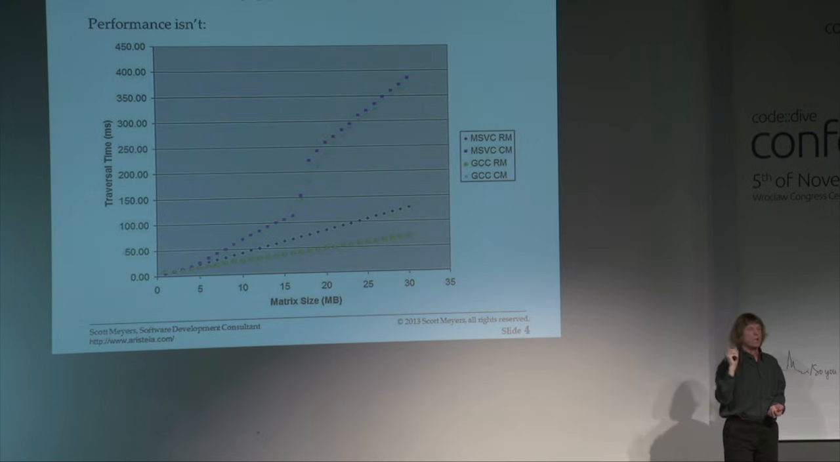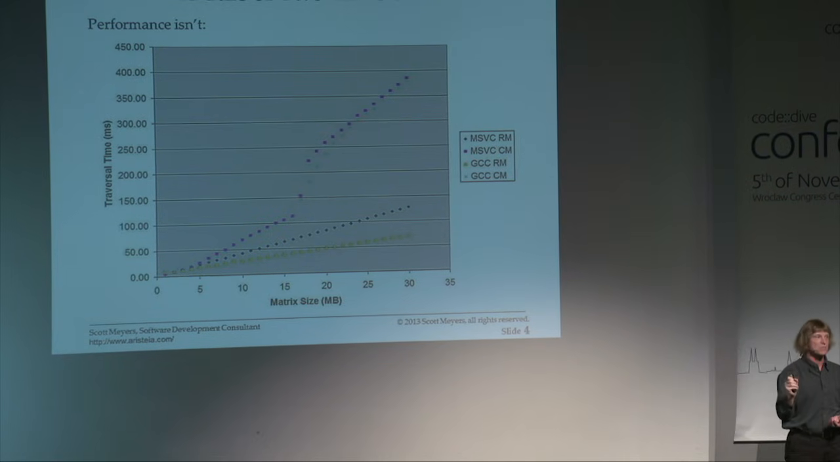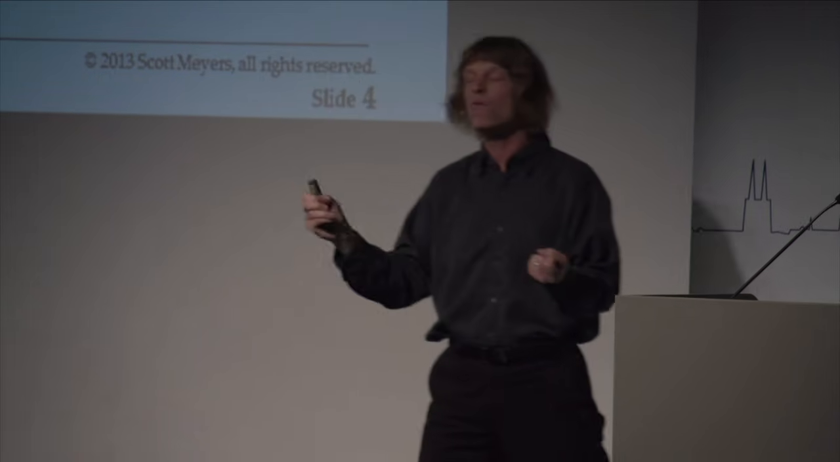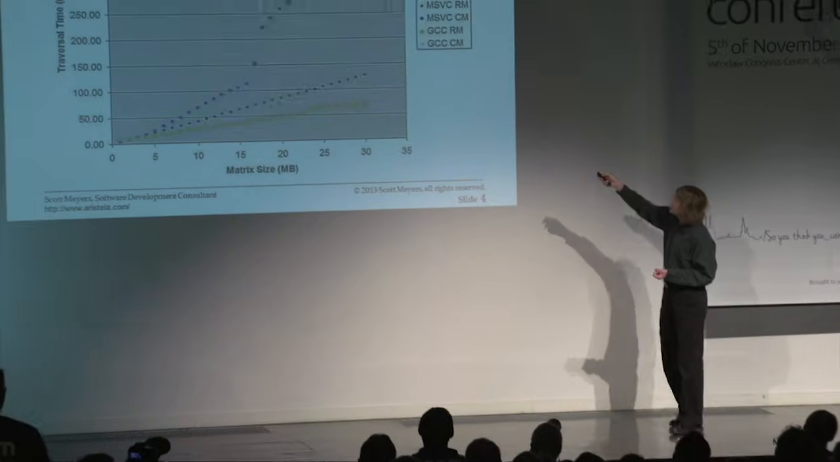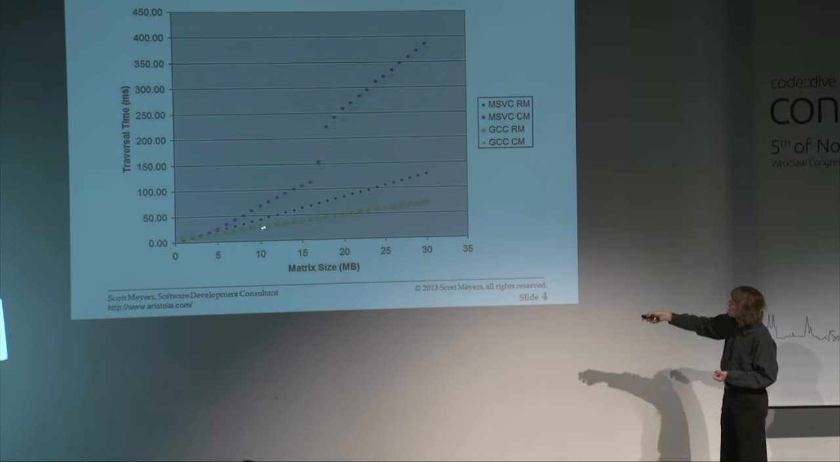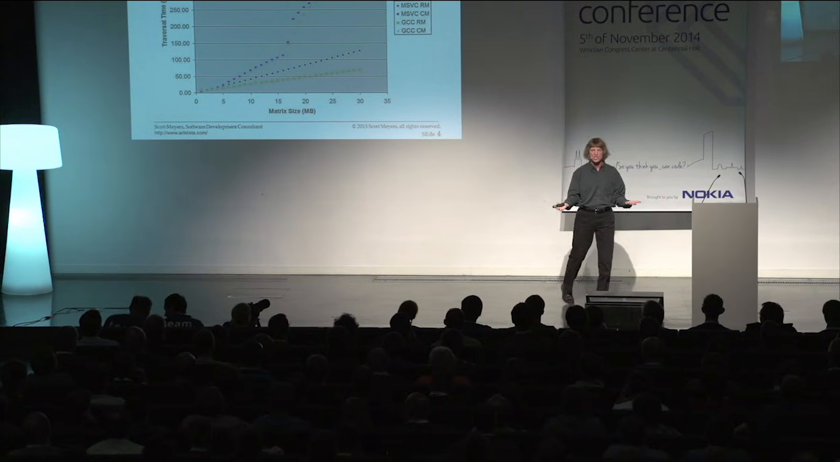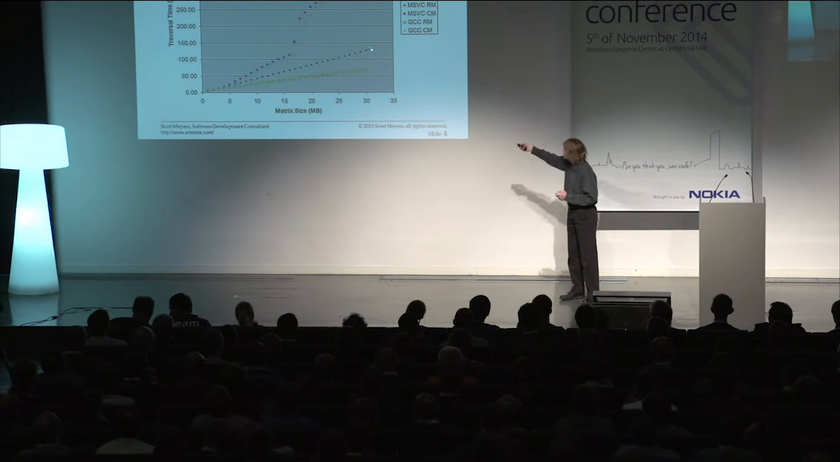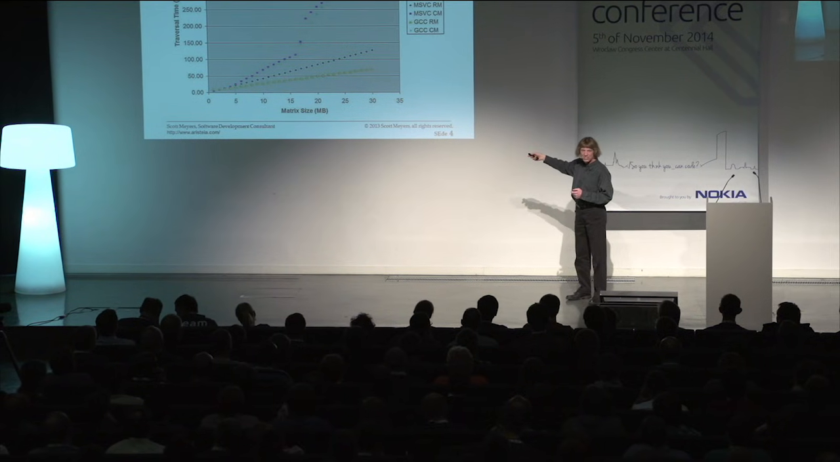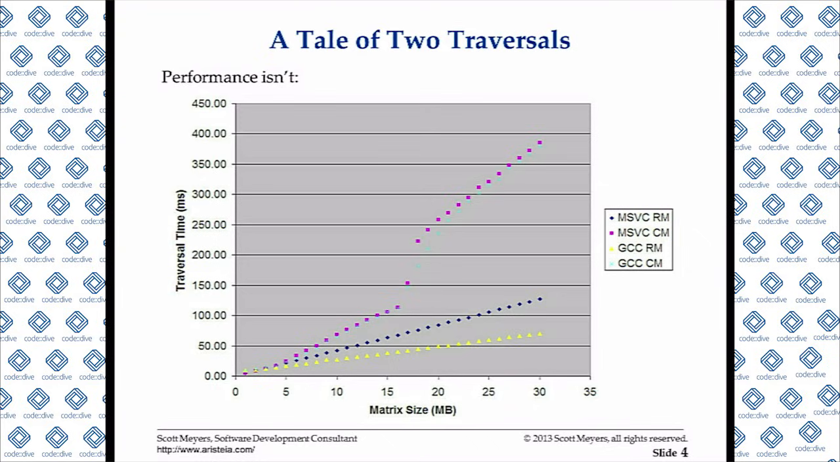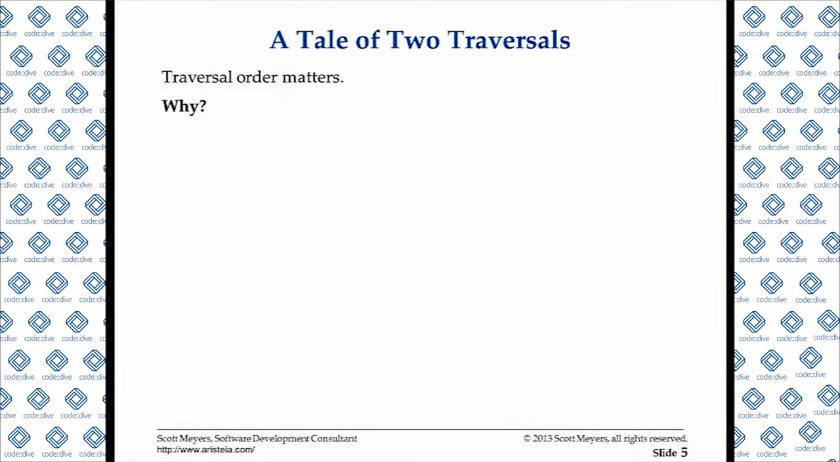Now, I do not want you to conclude from this data that Microsoft's compiler sucks. I mean, you might conclude it anyway, but that's not what I want you to conclude. What I want you to conclude is that if you have two completely independent compilers that have the same kind of behavior, that suggests that there's something more fundamental going on than just compiler optimization. Notice that the row major traversals scale linearly with the size of the matrix and are substantially faster than the column major traversal. And what this tells us is that traversal order matters. We'd like to understand why.